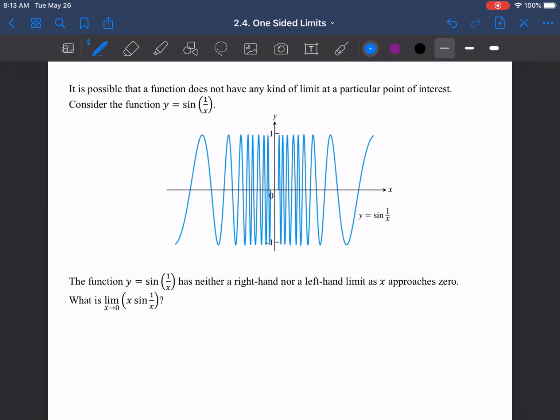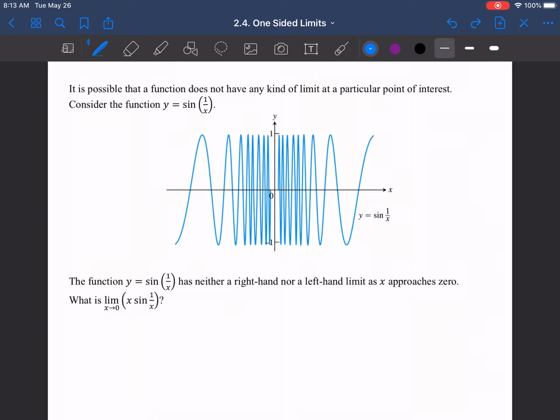Okay? Here we've got a crazy mess going on. So it is possible that a function does not have any kind of limit at a particular point of interest. If you look at this function, you can see that as you try to go towards 0, this thing is just going to jump all around like crazy. And so we're not going to have it go to a single point and give us some sort of limit. This y equals sine of 1 over x doesn't have a left-hand or right-hand limit as x approaches 0.